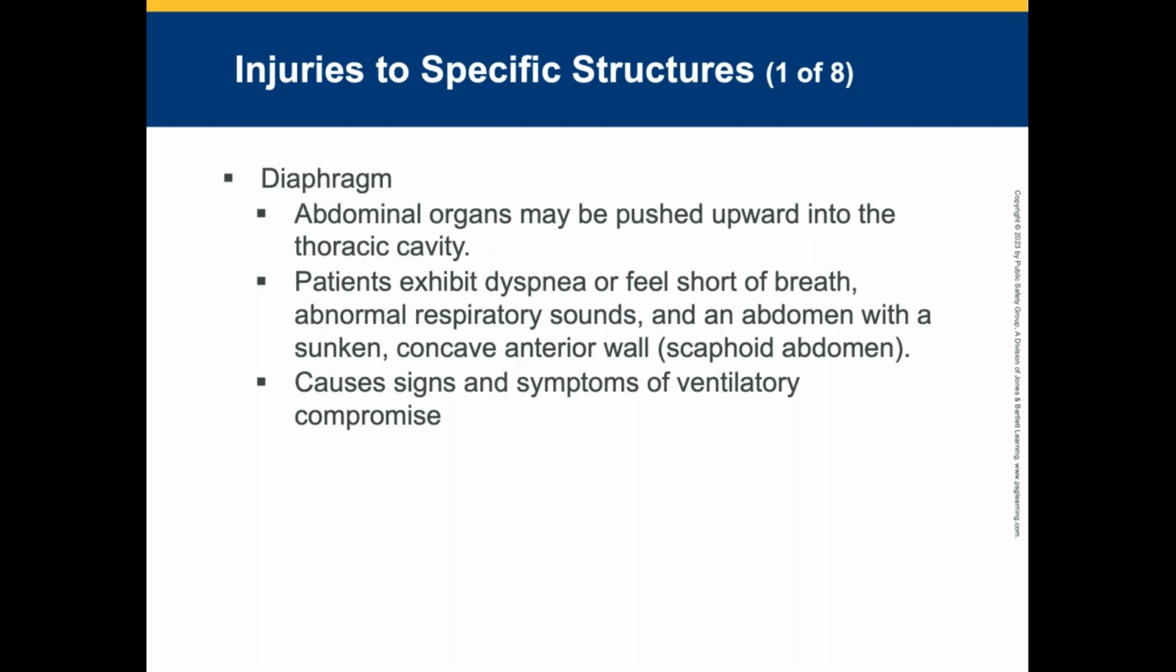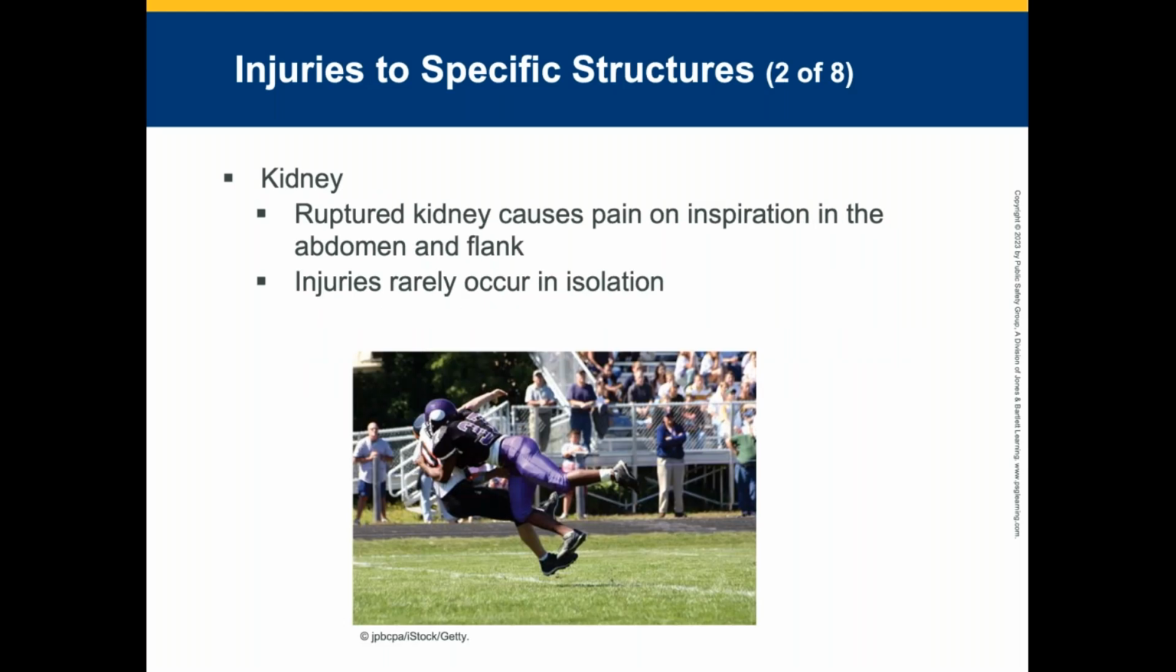With the diaphragm, abdominal organs may be pushed outward up into the thoracic cavity. Patients will exhibit dyspnea, feel short of breath, and may have abdominal respiratory sounds. They may also have a sunken, concave anterior abdominal wall, like a scaphoid abdomen. Patients with a ruptured diaphragm may become very anxious and short of breath if placed in a supine position. Injuries to the diaphragm will cause signs and symptoms of ventilatory compromise. So look for those patterns.